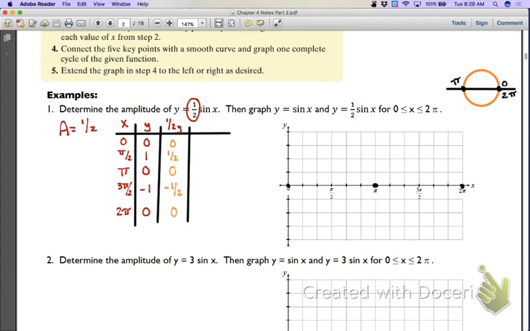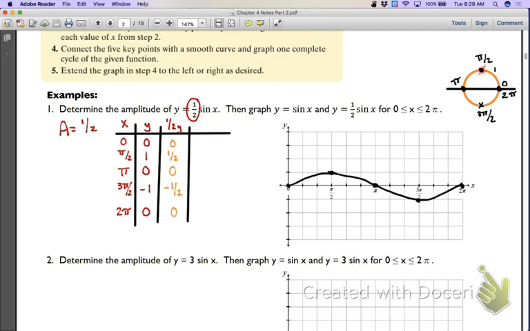Then, where is the value up here at pi over 2? What's our point right there? 1. So at pi over 2, we're just at 1. Where are we at down here at 3 pi over 2? We're at negative 1. And as you get further into this, you're just going to kind of take it and it's not going to be perfect. It's going to look something like that.